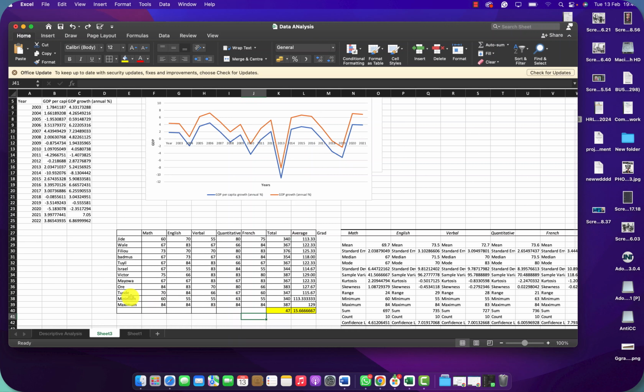Similarly, we also calculate the minimum and maximum, and we said for the minimum you use MIN, while for the maximum you use MAX. That is just for that one.